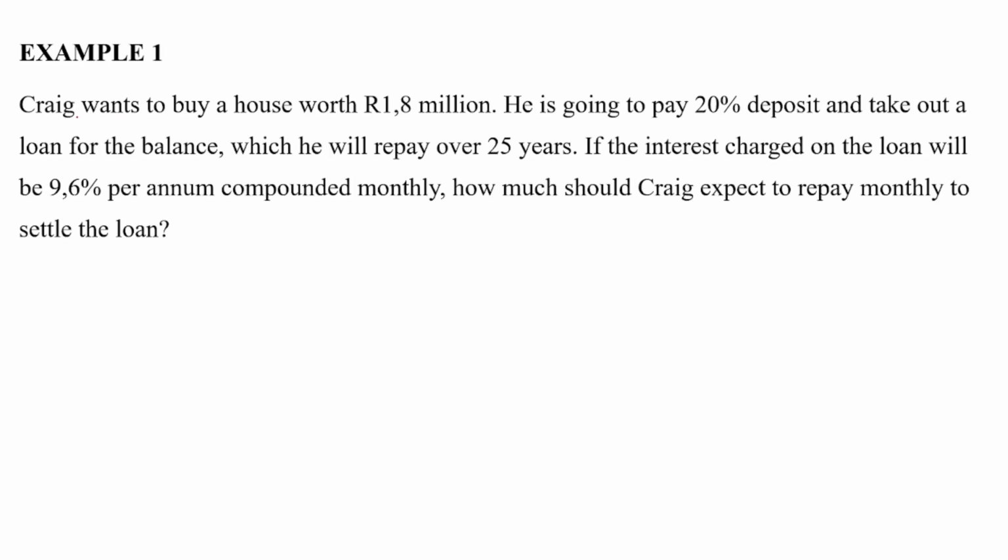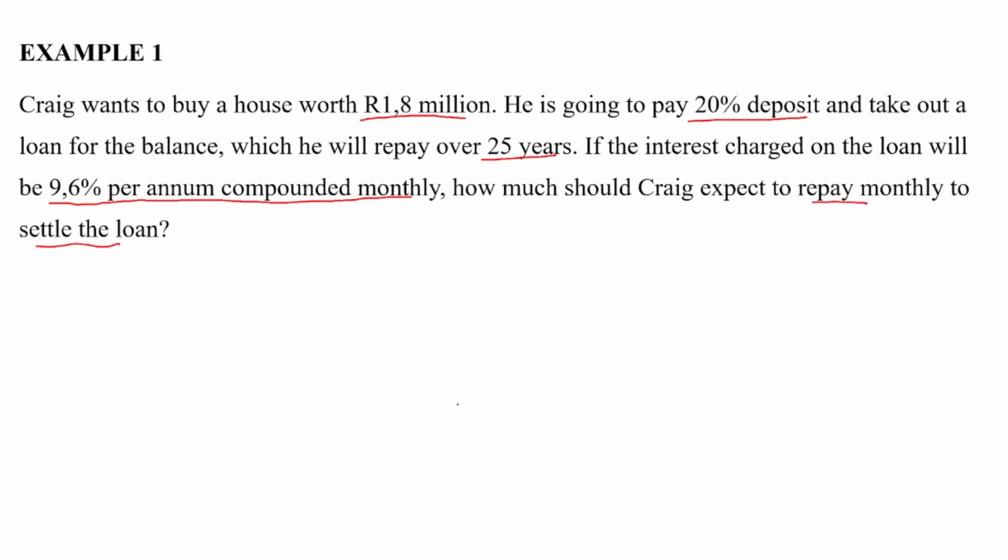Welcome back. Let's look at example 1. Craig wants to buy a house worth 1.8 million. He's going to pay 20% deposit and take out a loan for the balance. So he's going to take out the loan just for the balance, which he will repay over 25 years. If the interest charged on the loan will be 9.6% per annum compounded monthly, how much should Craig expect to repay monthly to settle the loan?